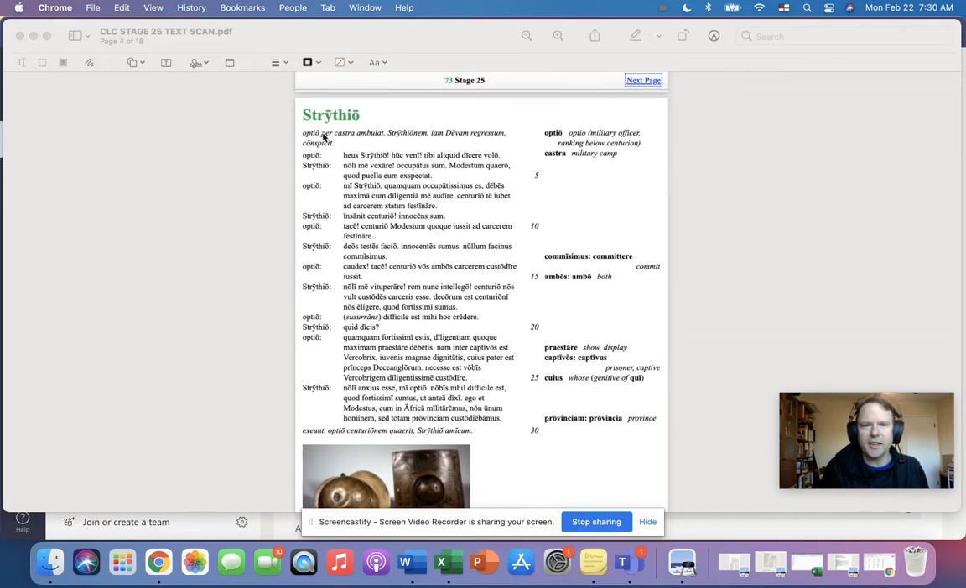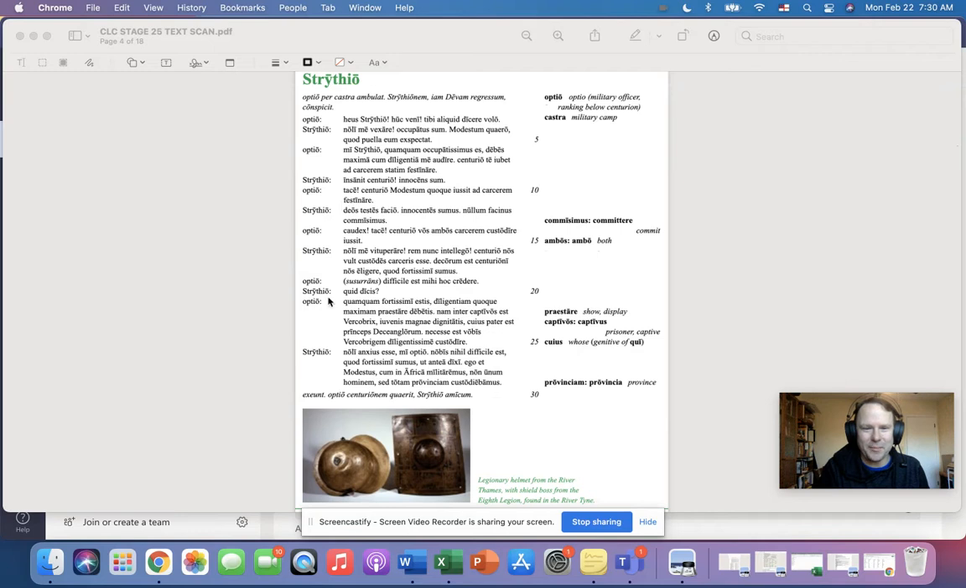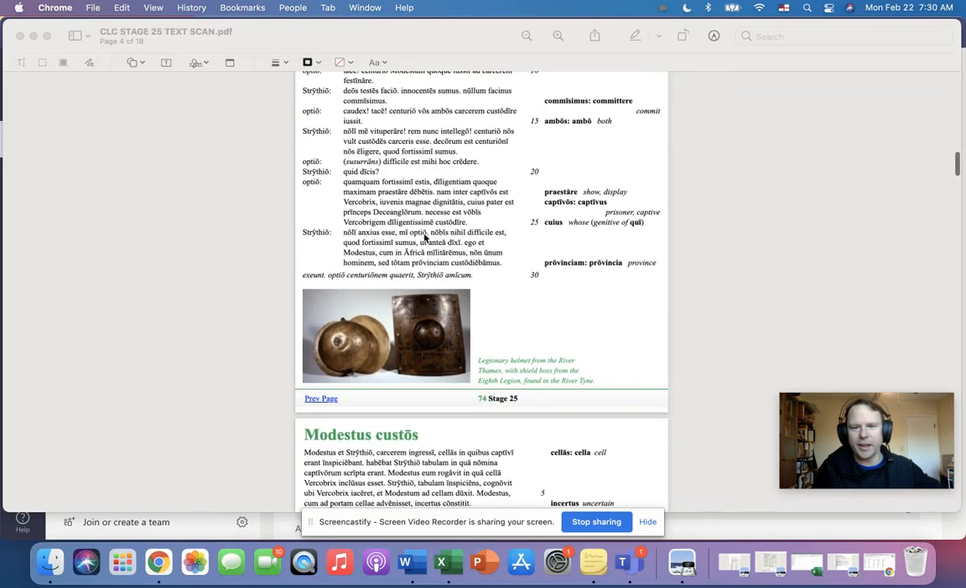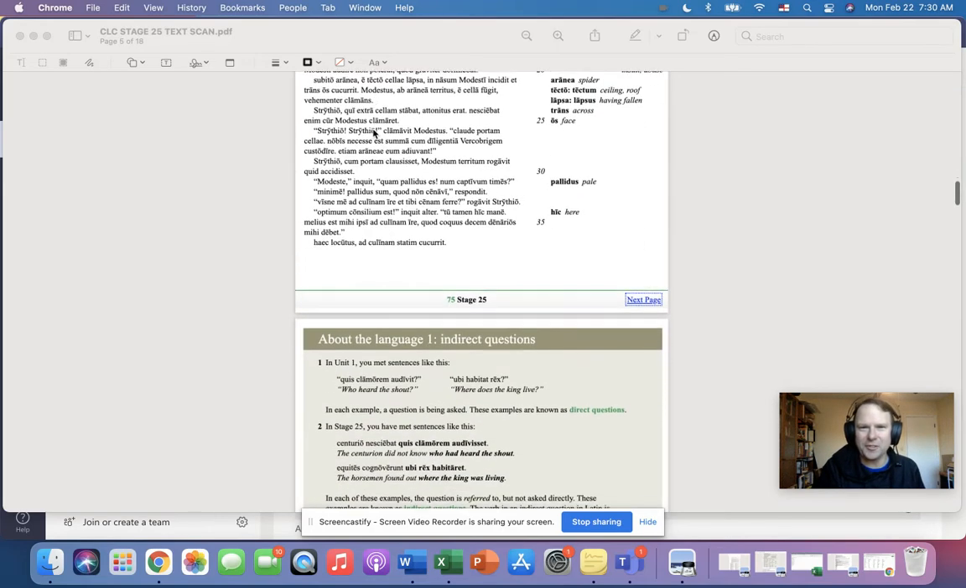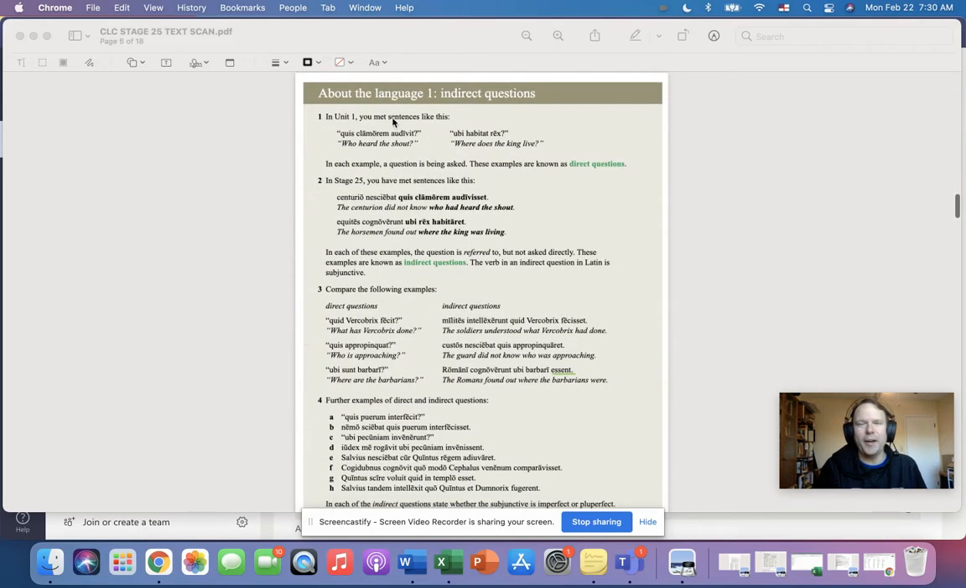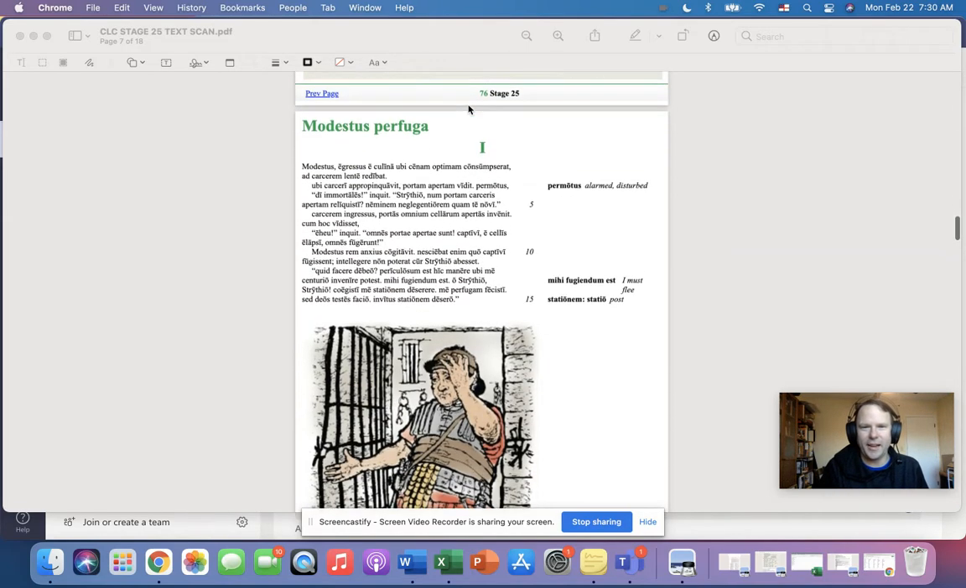And then we've got a story titled Strithio, good old Strithio, and we'll see what's up with him. You can see that there's another character named an Optio, and the Optio is a military officer just under the rank of centurion. And then we get a good old Modestus. So this is a Modestus and Strithio chapter, right? And then we have a language feature called the indirect question, and we'll talk about that.